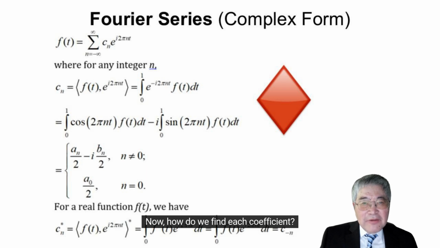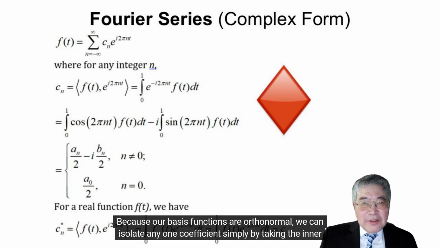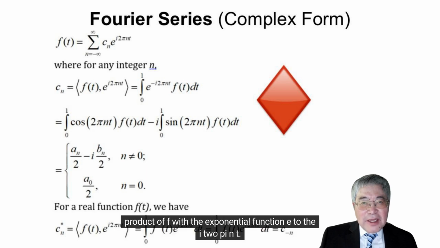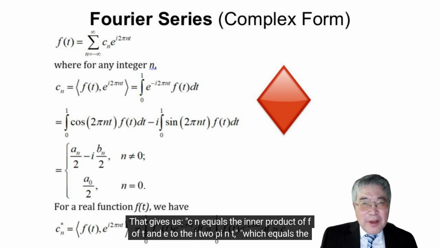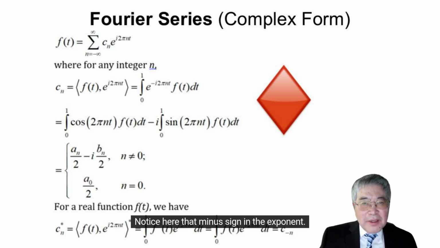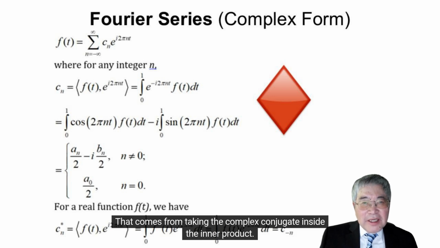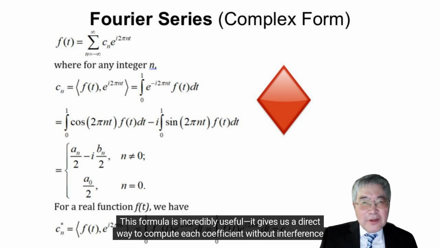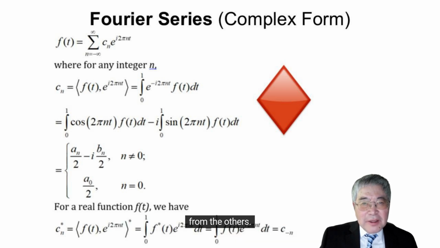Now, how do we find each coefficient? Because our basis functions are orthonormal, we can isolate any one coefficient simply by taking the inner product of f with the exponential function e to the i2πnt. That gives us c_n equals the inner product of f(t) and e to the i2πnt, which equals the integral from 0 to 1 of f(t) times e to the negative i2πnt with respect to t. Notice here that minus sign in the exponent. That comes from taking the complex conjugate inside the inner product. This formula is incredibly useful. It gives us a direct way to compute each coefficient without interference from the others.